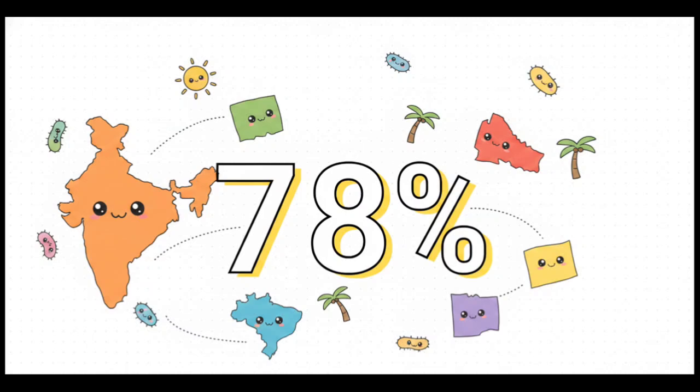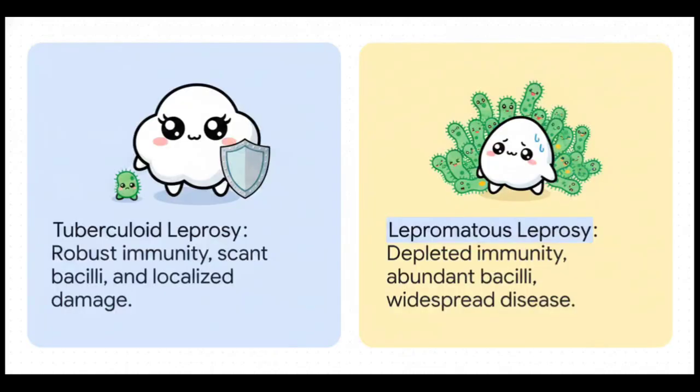When we look at the global burden, the sheer scale is staggering. India alone accounts for 78% of all leprosy cases worldwide. It's a disease highly concentrated in the tropics, with India, Brazil, Nepal, Mozambique, Angola, and Myanmar accounting for 91% of all global cases. Now, the way leprosy presents clinically is entirely dictated by the patient's immune system. A robust response localizes the disease, while a depleted response allows the bacillus to spread everywhere.